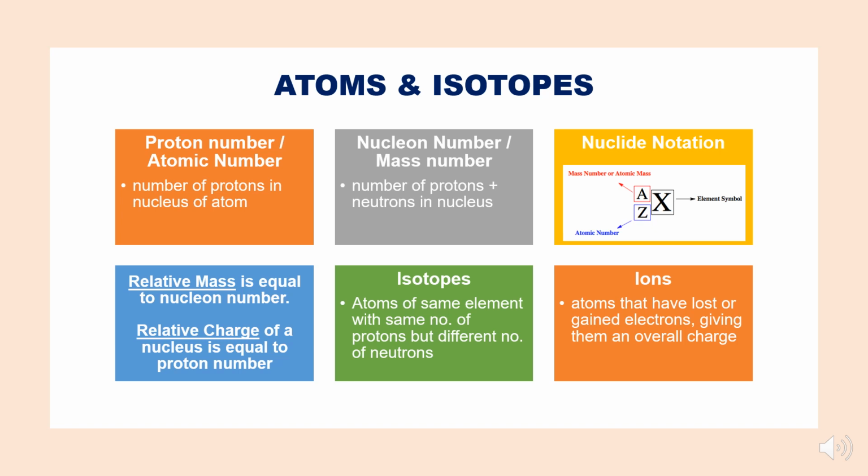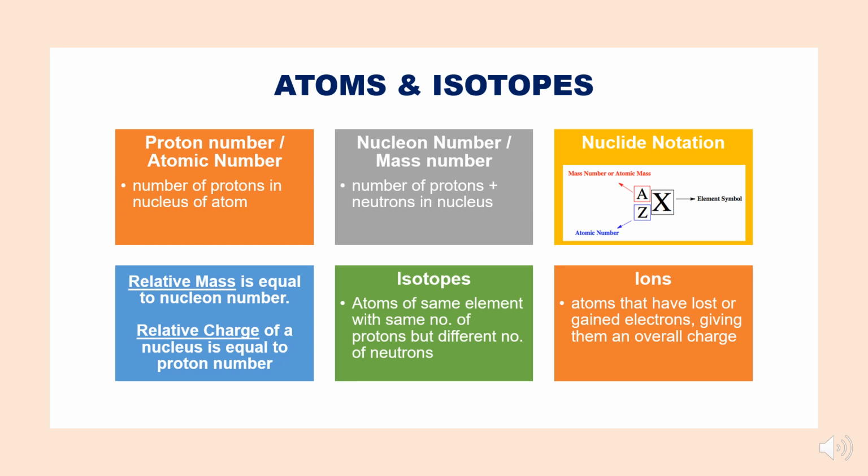Next, we can see two terms, relative mass and relative charge, and you must know the difference between the two. The relative mass of a nucleus depends on the number of protons and the number of neutrons in an atom's nucleus, which is why the relative mass is equal to the nucleon number of an atom. However, the relative charge of a nucleus only depends on the number of protons, because the neutrons are neutral. So, the relative charge is equal to the proton number.